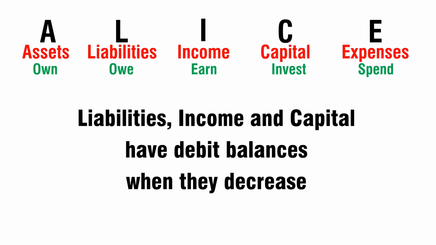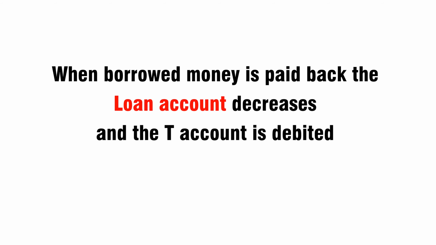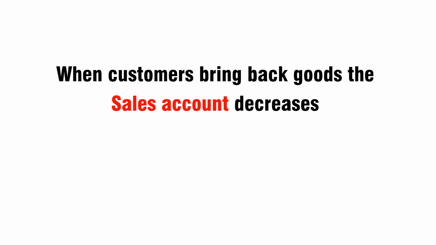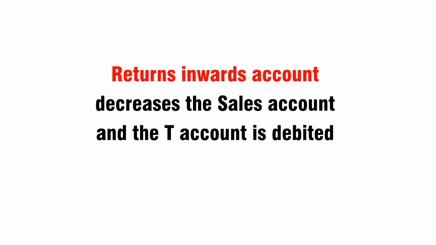Liabilities, income, and capital have debit balances when they decrease. When borrowed money is paid back, the loan account decreases and the T account is debited. When customers bring back goods, the sales account decreases. Returns inwards account decreases the sales account and the T account is debited.